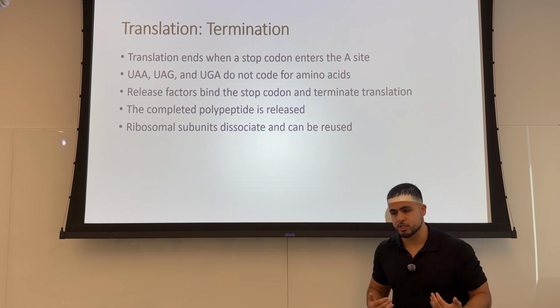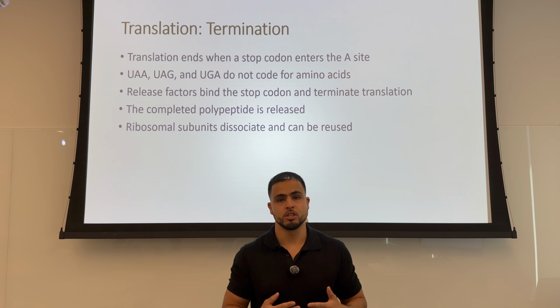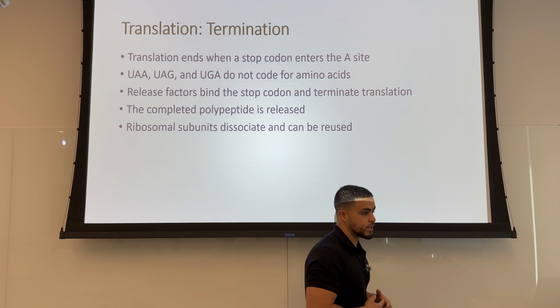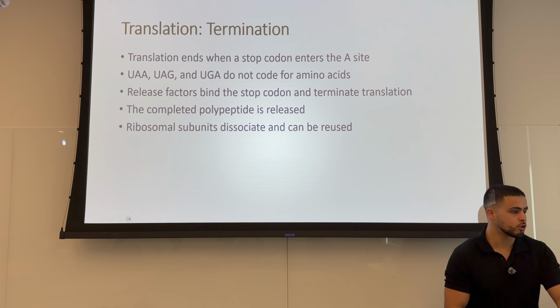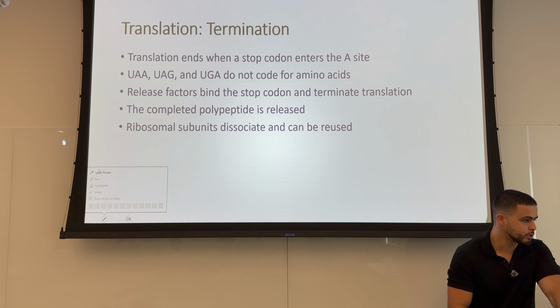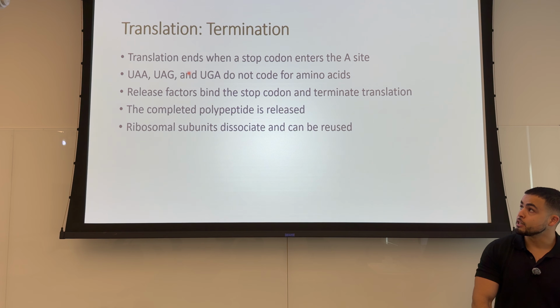So essentially when you run into a stop codon, none of the tRNAs recognize that stop codon. So it's going to allow release factors to recognize it and terminate the translation. These stop codons include, let me put my pointer over here. So the stop codons include UAA, UAG, and UGA.